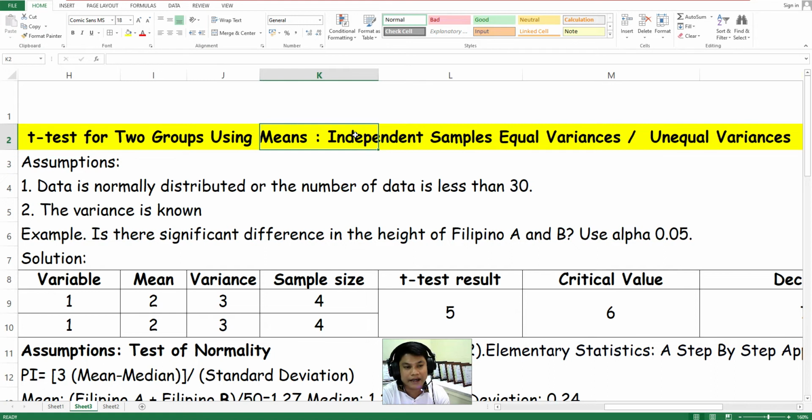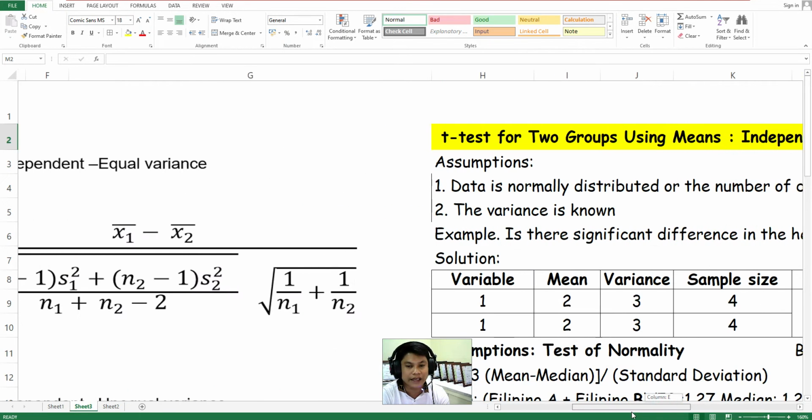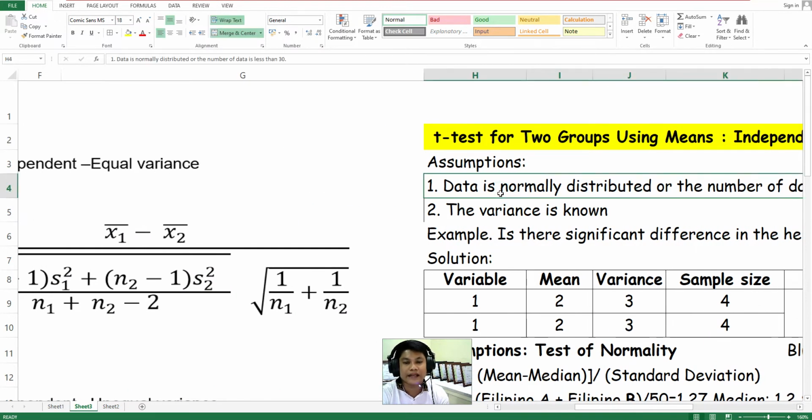And remember that for the t-test, there are two independent samples. One is for equal variance and the other is unequal variance. In our example, let us see which variance this example belongs to, and which t-test we can use in the analysis of the data. But before that, let us consider the assumptions in the use of the t-test.